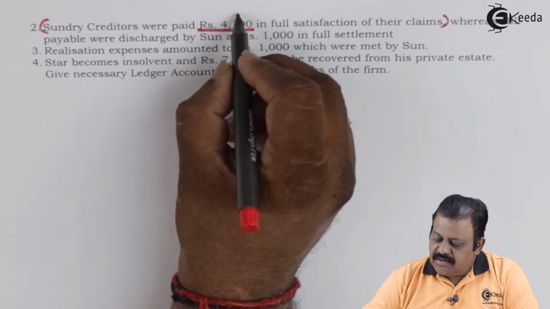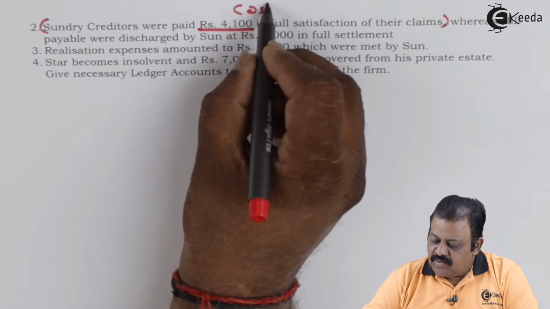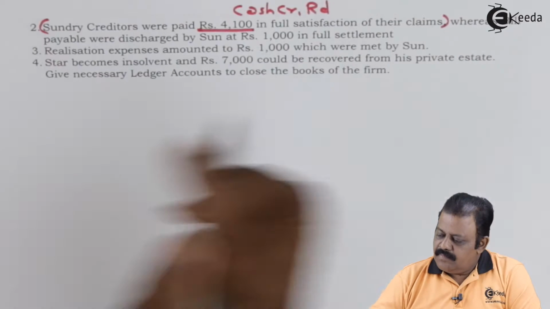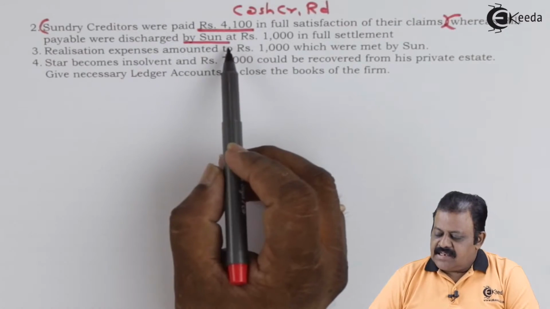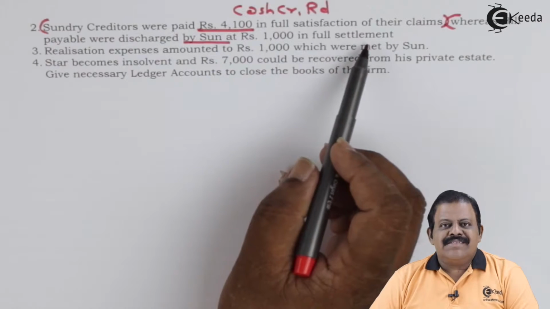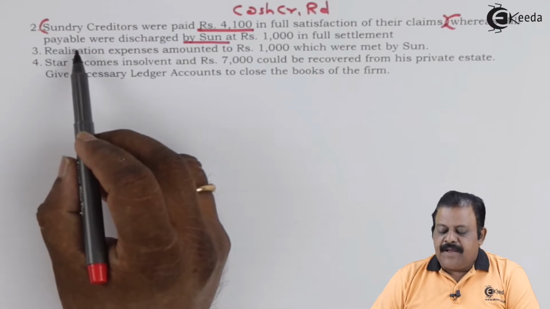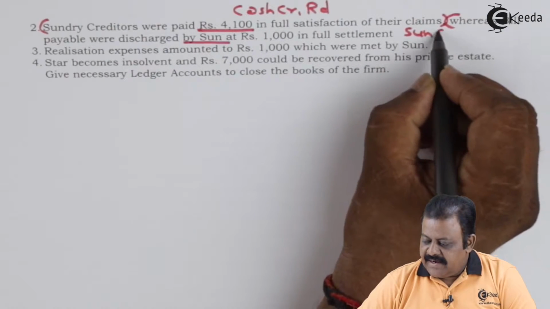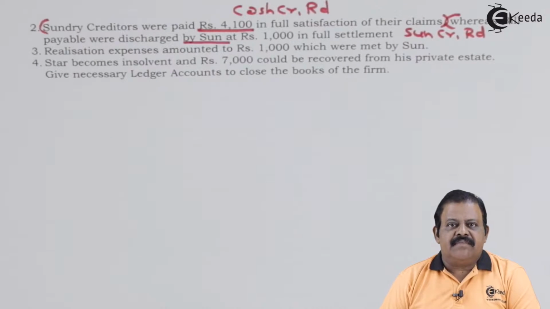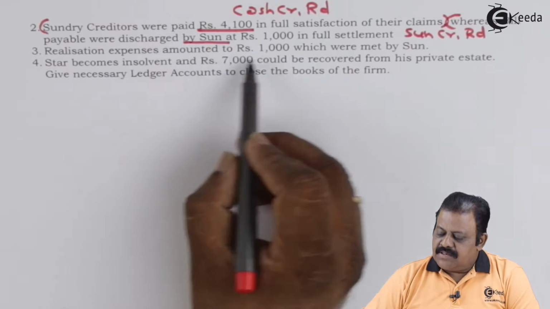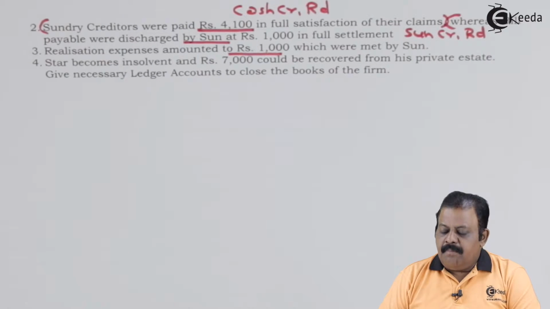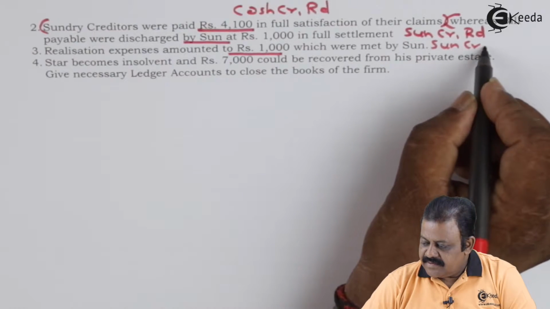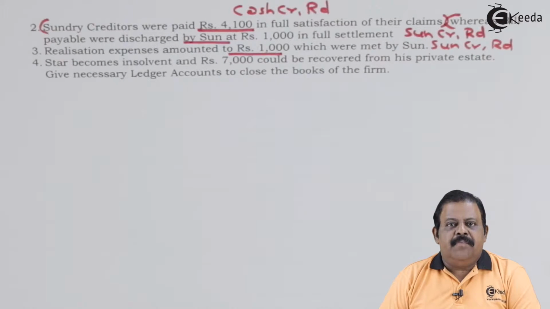Here it will be recorded to the credit of cash account and to the debit of realization account. Whereas bills payable were discharged by Sun's son at rupees 1,000 in full settlement. It means the liability of bills payable is taken over by the partner's son. Here Son will be credited and realization account will be debited. Realization expenses amounted to rupees 1,000 which were met by Son. Again here Son will be credited and realization account will be debited.